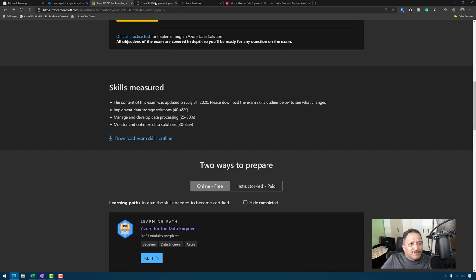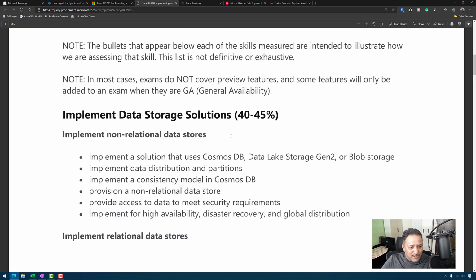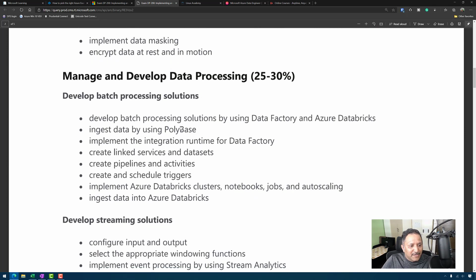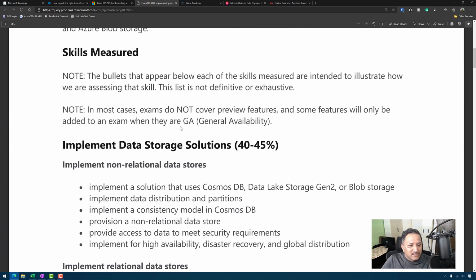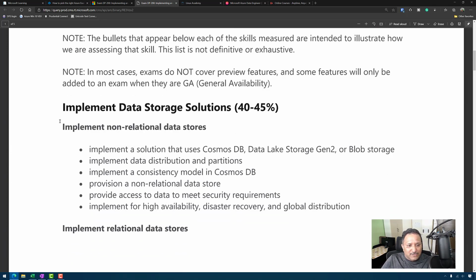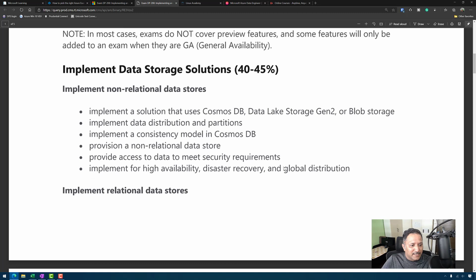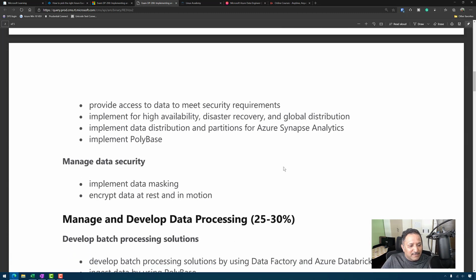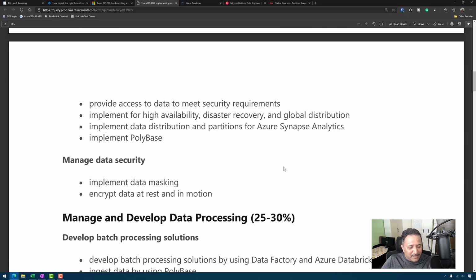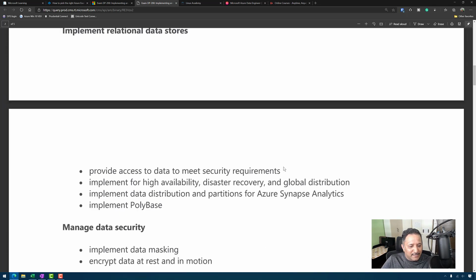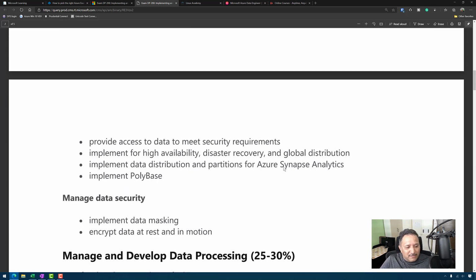I also have the complete list of skills which are measured. So when we look into this, we can see each of these high-level topics, what are the things that this exam tries to measure your skills against. I can say these are mainly into three categories: implementing the solution, monitoring it, and then optimizing these solutions.